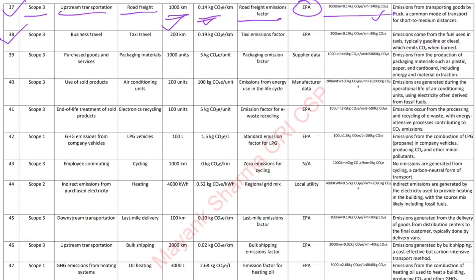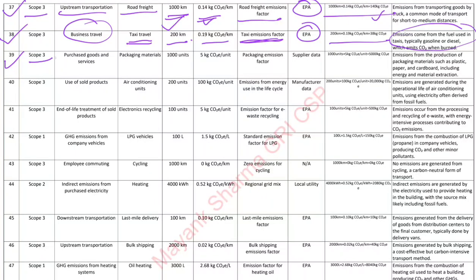Next example is scope 3, again business travel, that is by using taxis. The total distance traveled, emission factor. Then this we have taken from taxi emission factors, and EPA is the reference website. You can go through the calculation, total distance multiplied with the emission factor, emission coming from the fuel used in taxis, typically gasoline or diesel, which emits CO2 when they are burned or combustion is happening.